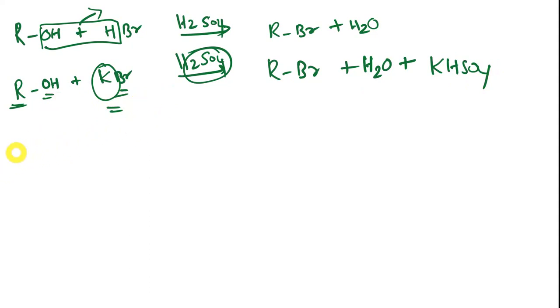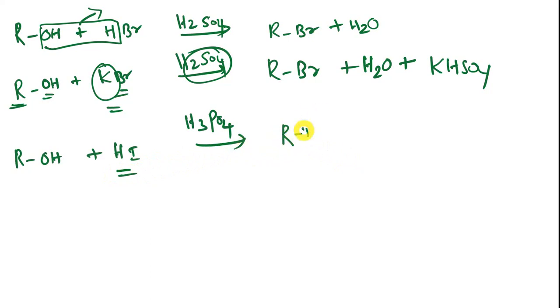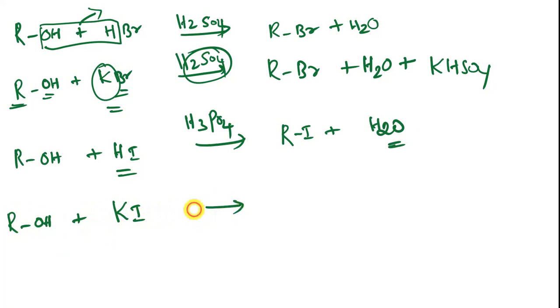In the case of iodide, let us take ROH, alcohol, plus hydrogen iodide. We have to employ H3PO4, phosphoric acid, here. Again, the same thing will happen as in the first reaction. In the case of hydrogen iodide, this will give rise to RI plus H2O. It also plays the role of dehydration. The same reaction, when it is treated with ROH plus potassium iodide, what will be the product? Just guess it.